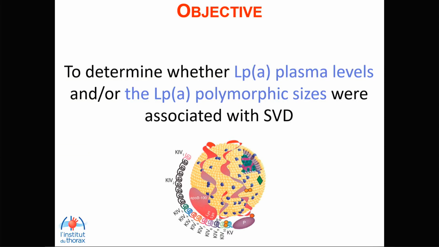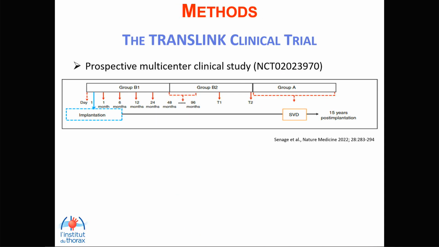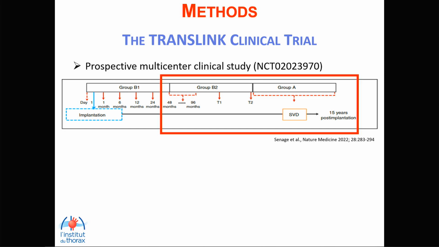So the objective of our study was to determine whether lipoprotein(a) plasma level and/or the lipoprotein(a) polymorphism size were associated with SVD. So we used the TRANSLINK clinical trial, which is a prospective multicenter clinical trial that includes patients at the time of surgery in group B1, and then patients who underwent aortic valve replacement 4 years earlier, who were recruited 4 years after this initial surgery. So today we will mainly focus on the patients recruited 4 years and more after the surgery.